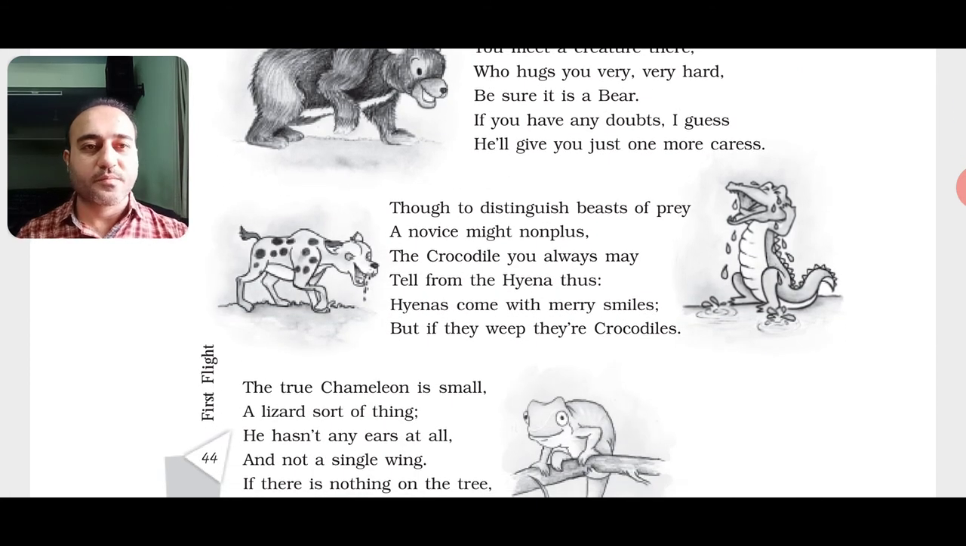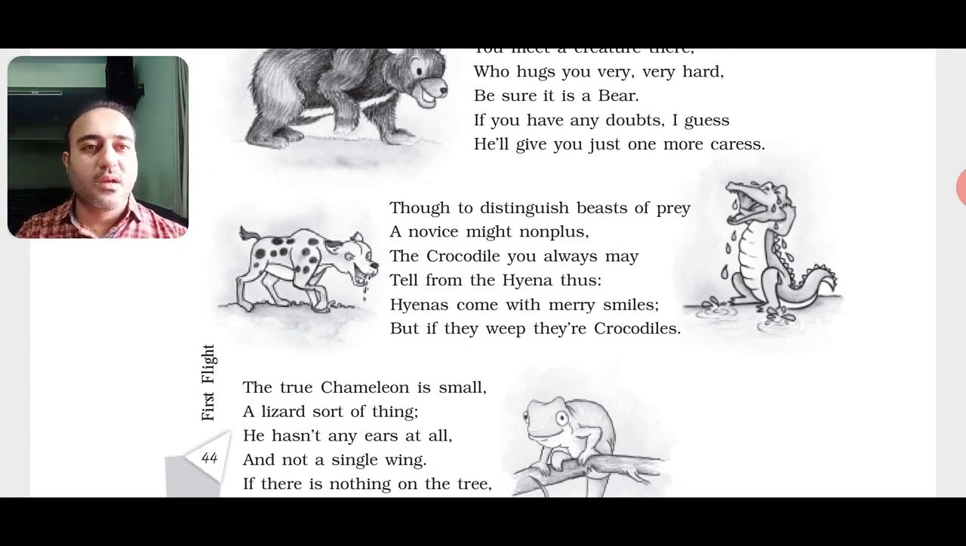Though to distinguish beast of prey, a novice may nonplus the crocodile, you always may tell from the hyena thus. Hyenas come with merry smiles, but if they weep, they are crocodiles. Right. So here distinguish means to differentiate, and beast of prey means any animals that hunt other animals for food. So animals attack other animals for food.